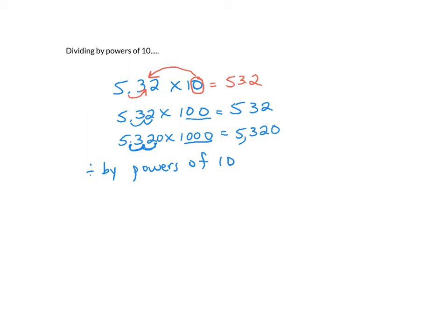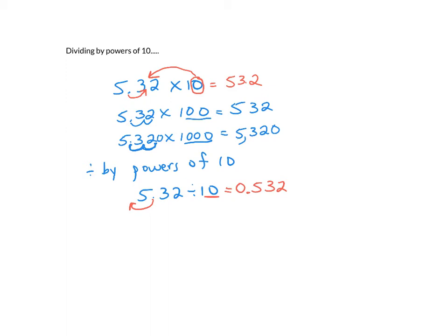Except instead of moving the decimal point to the right, you are going to be moving the decimal point to the left. So if I have 5.32 divided by 10, there's 1 zero, which tells me I'm going to move the decimal point 1 spot to the left. So the answer now is 0.532. And if you want to, you could put a 0 in front of it just to make sure that decimal point is apparent.